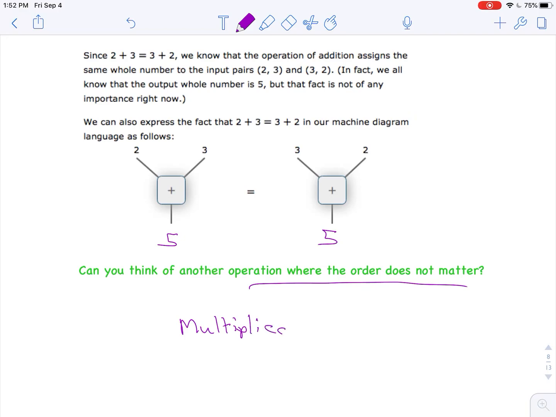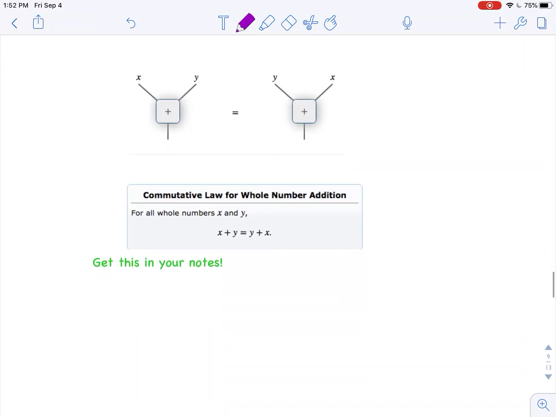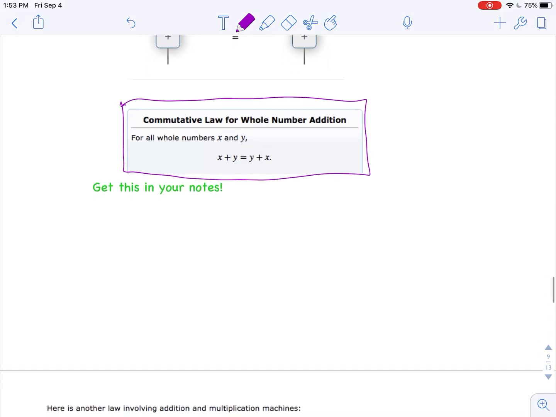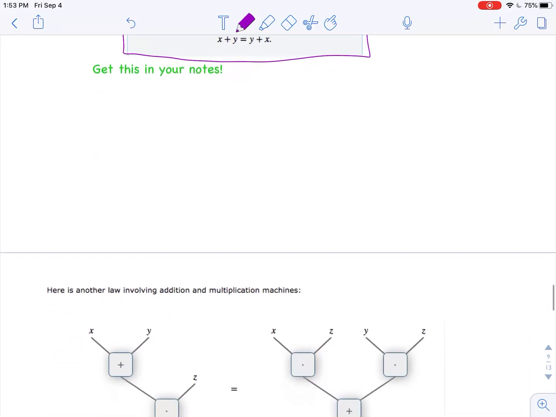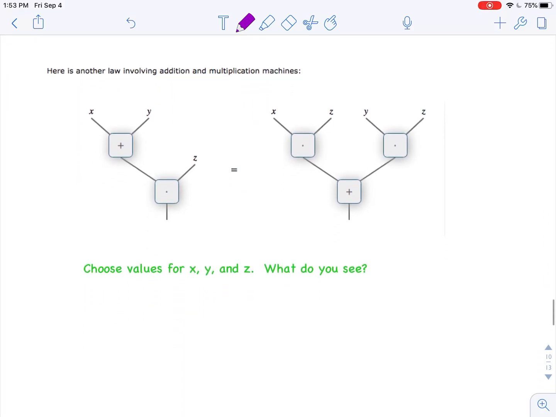Did you say multiplication? I hope so. That's a good one. This is a special property that's very, very important at multiple levels of math, and we're going to call that the commutative property, or commutative law, as they say in the book. Commutative law, this is something that should be in your notes, because this is something you're asked to know and know it cold. Commutative law means that I can change the order and the operation result is still the same. The assignment is still the same, whether it's x plus y or y plus x.